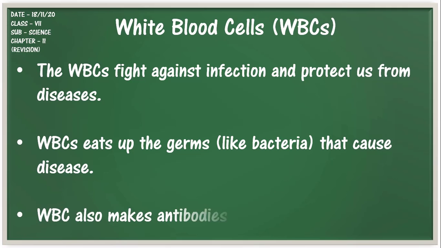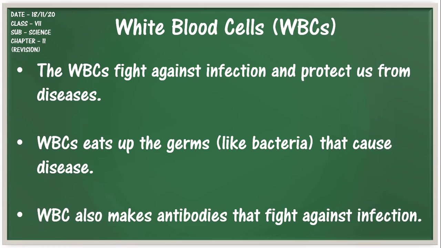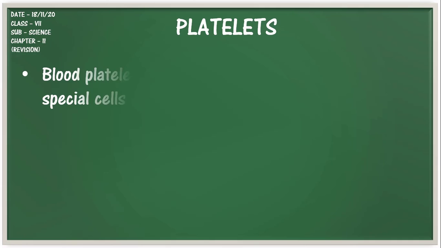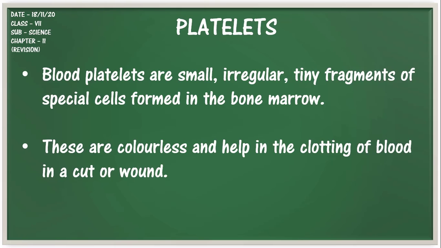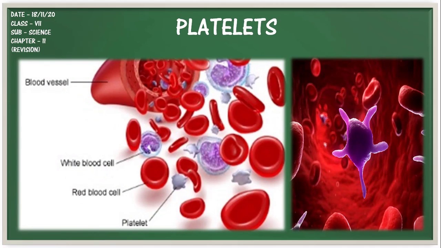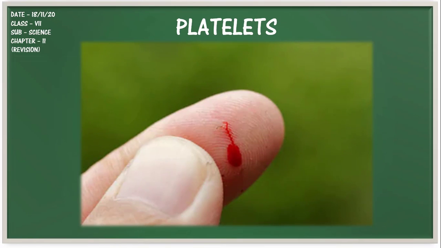Now, platelets. Blood platelets are small, irregular, tiny fragments of special cells formed in the bone marrow. These are colorless and help in clotting of blood in a cut or wound. If a cut or wound is made, the blood starts flowing from it. After some time, the platelets plug the cut and the bleeding stops due to the formation of a dark red clot. If the platelets are not present in the blood, flow from the cut or wound will not stop, causing excess loss of blood which may be fatal to a person, leading to death.